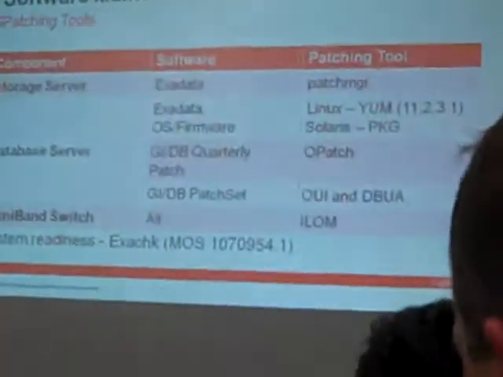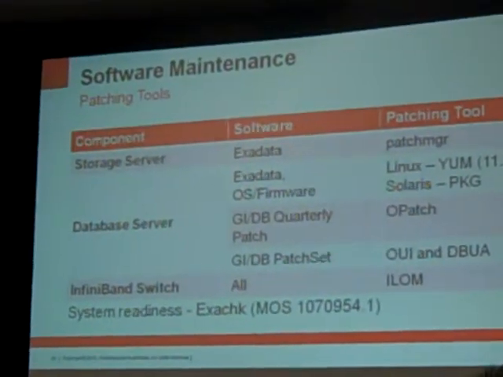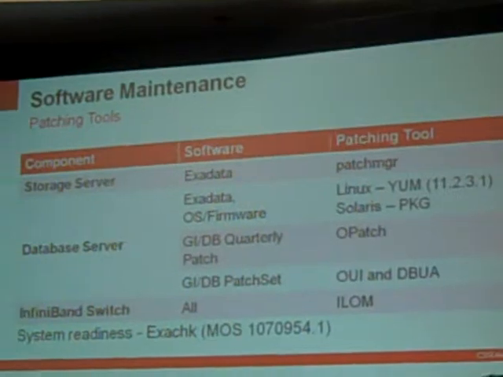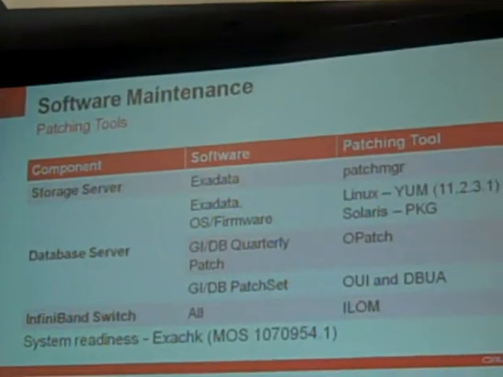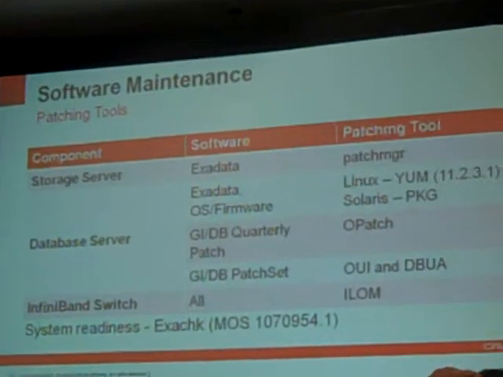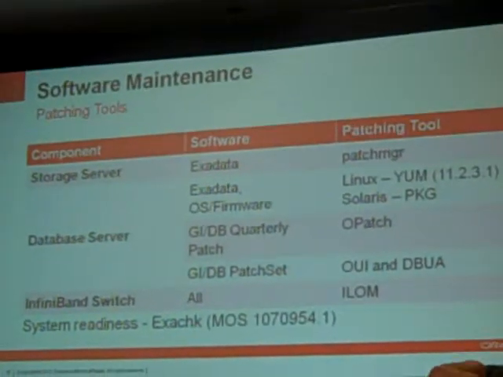So the patching tools. Currently, the patching tools are the patching tools that would be used outside of Exadata for the non-Exadata specific components. For example, for updating Oracle Linux database servers, you use Yum. So that's the standard updating tool for Linux-based servers. For grid infrastructure and database quarterly patching, it's OPatch. So that's the standard Oracle tool. So these are the tools that you use.